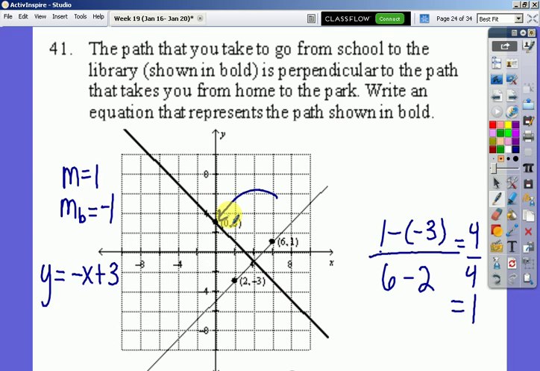Do you have any questions about that problem? The key, again, was perpendicular. What does it mean for two paths to be perpendicular? What kind of slopes do they have?